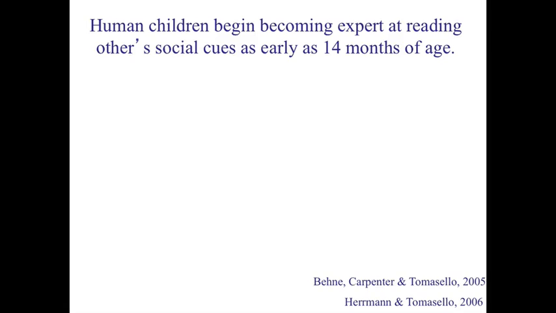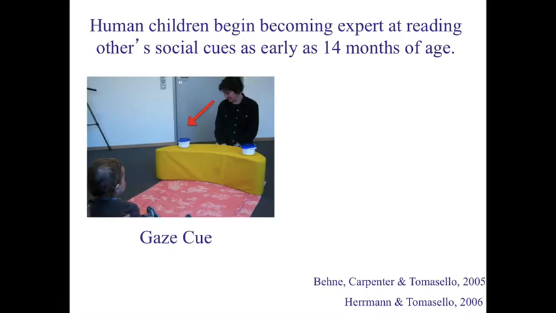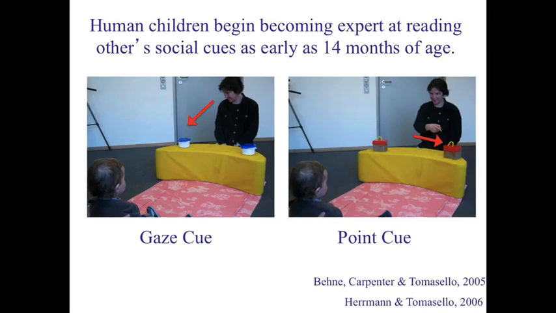We talked about human children being really good at reading social cues and potentially understanding the communicative intentions of others. I showed you this slide showing a child attending as someone's looking at one of two locations or pointing to one of two locations. What was found is that when you do this, kids actually go to the place you're looking, they go to the place that you're pointing to, and that's not what great apes do.